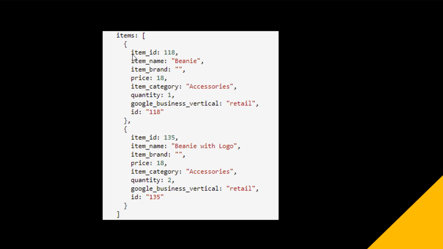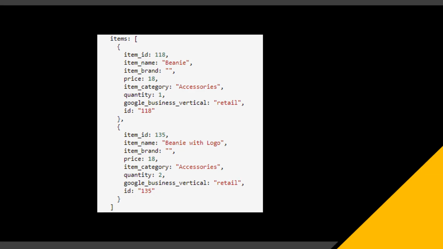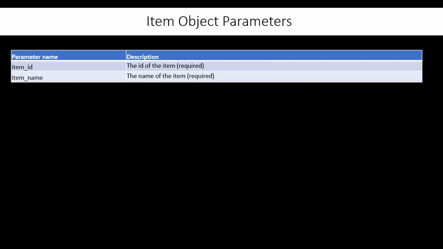Each item has properties or attributes followed by the value. Each property or attribute has a colon followed by the value. Each property and value pair is separated from the other property and value pair by a comma. As you saw in the example items array, each item can have several parameters. Of those, only two, item ID and item name, are the required ones. In addition to these two parameters, Google Analytics also recommends certain other parameters to provide you richer information about the items that users are viewing, adding to their cart, purchasing, etc.